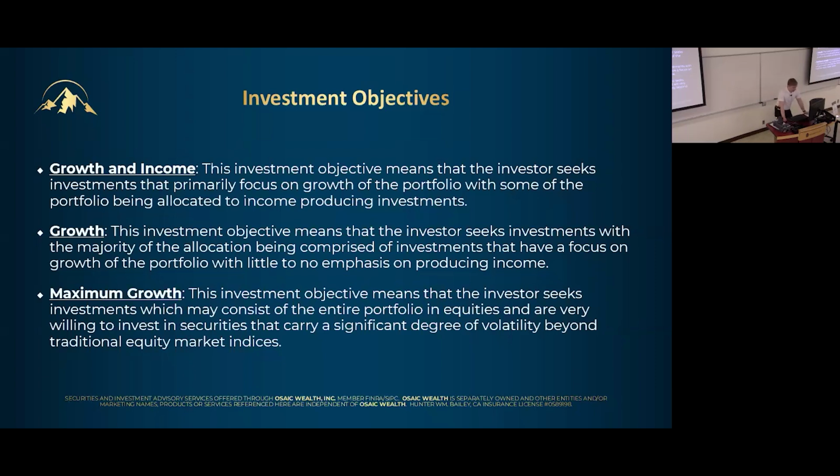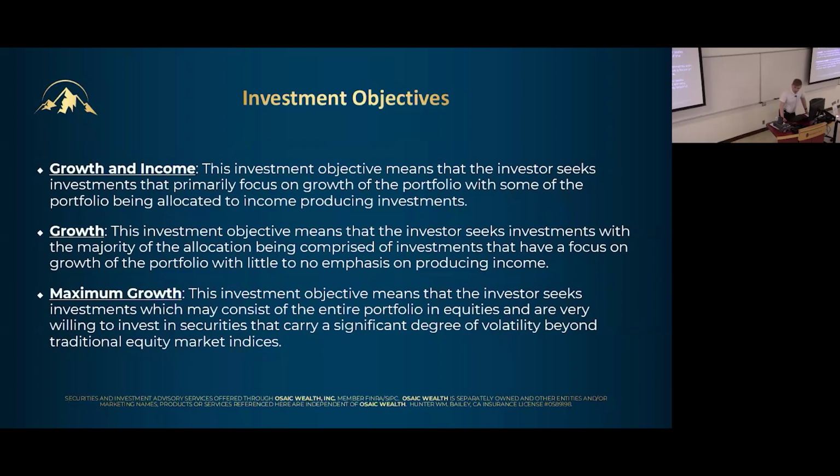So this investment objective means that the investor seeks investments with the majority of the allocation being comprised of investments that have a focus on growth of the portfolio with little to no emphasis on producing income. So it's pretty much just what it sounds like. Lots of growth equities. We're just trying to get capital appreciation over time. We're not looking to take income out of it right now, so we'll forego dividends, we'll forego interest for the hope that it will grow further over time.